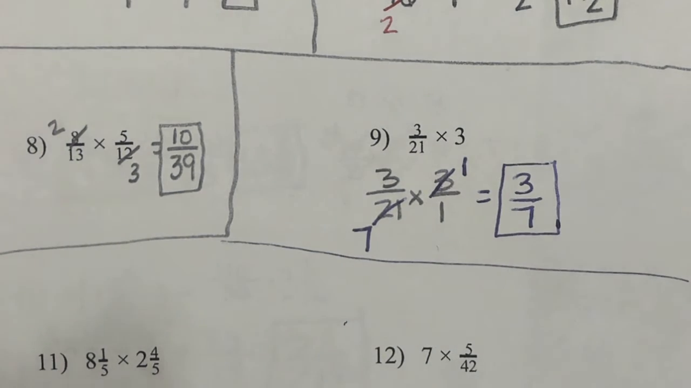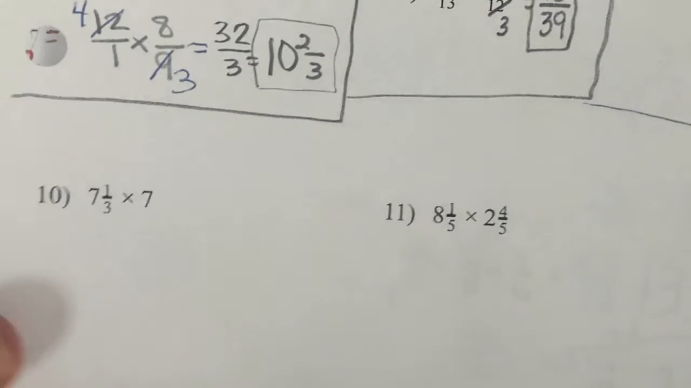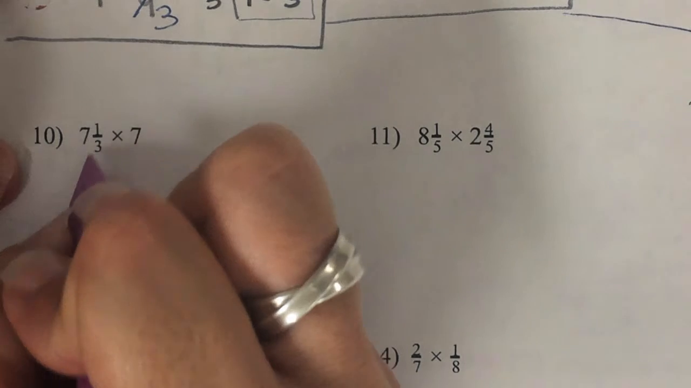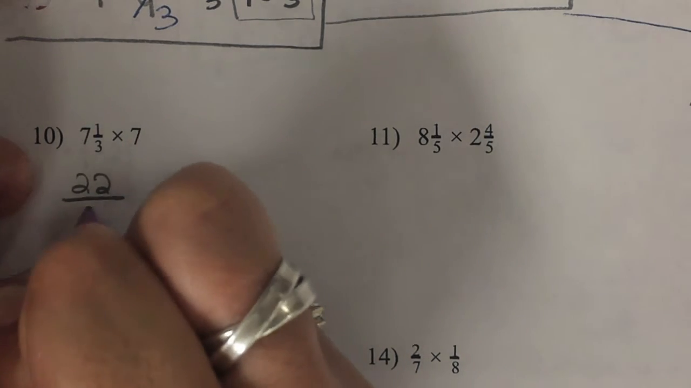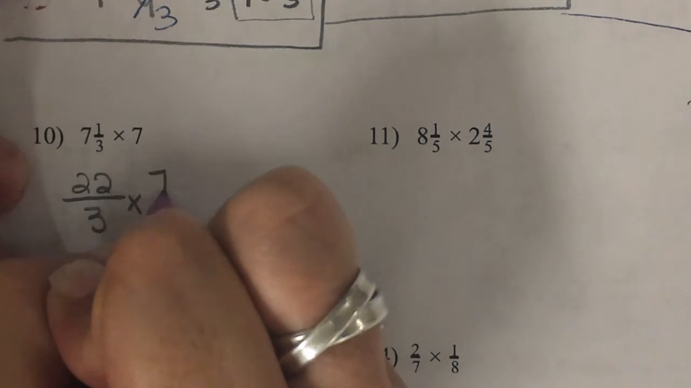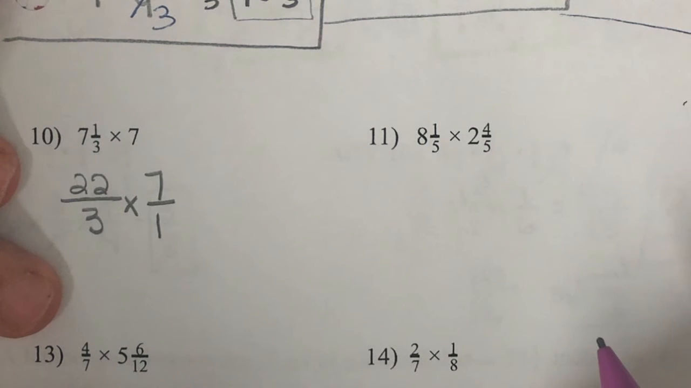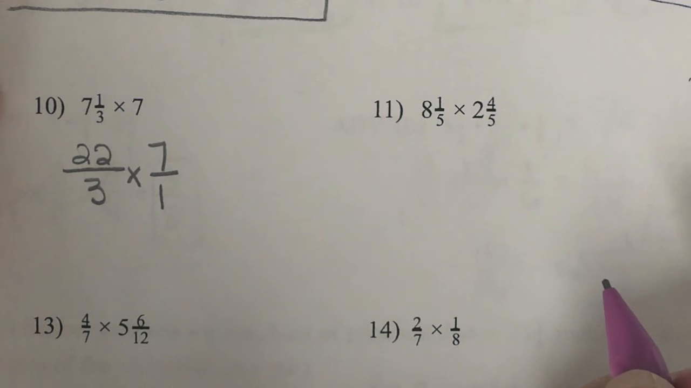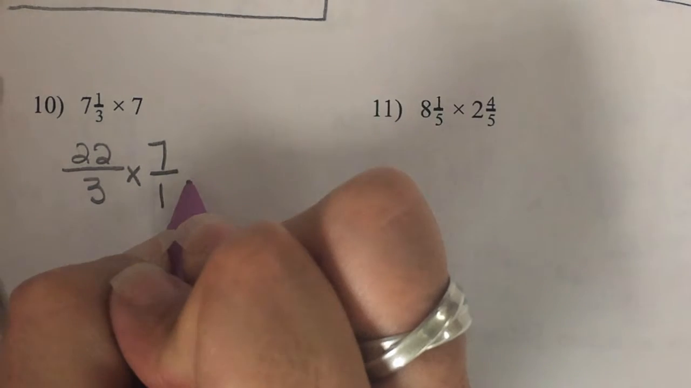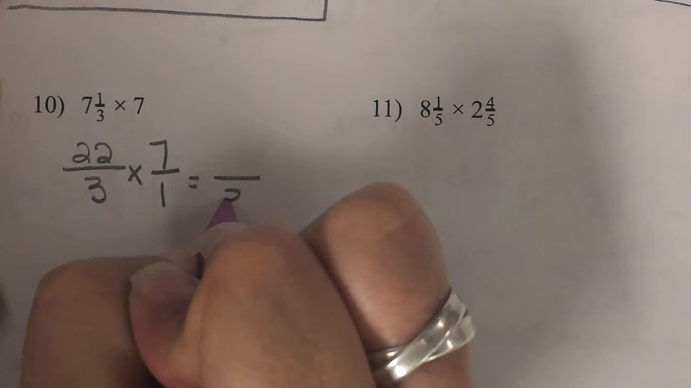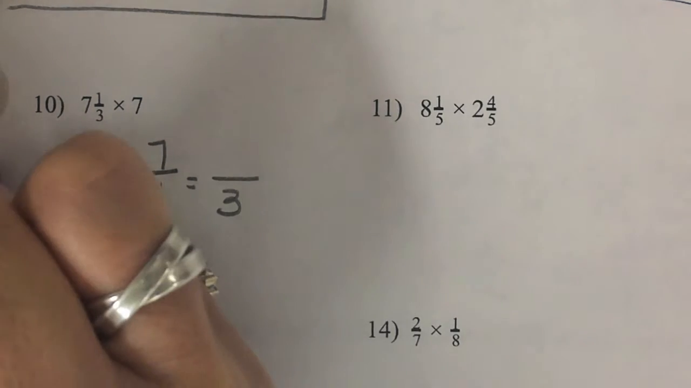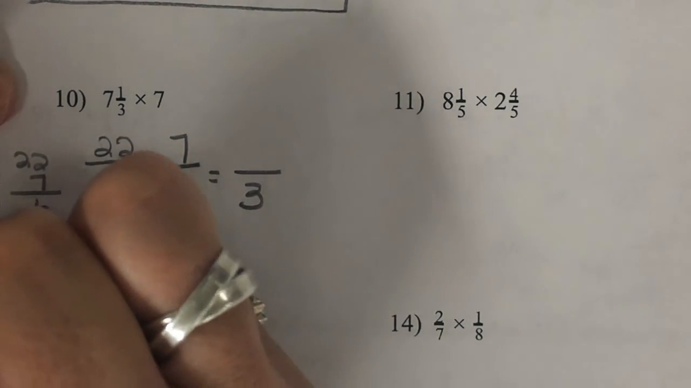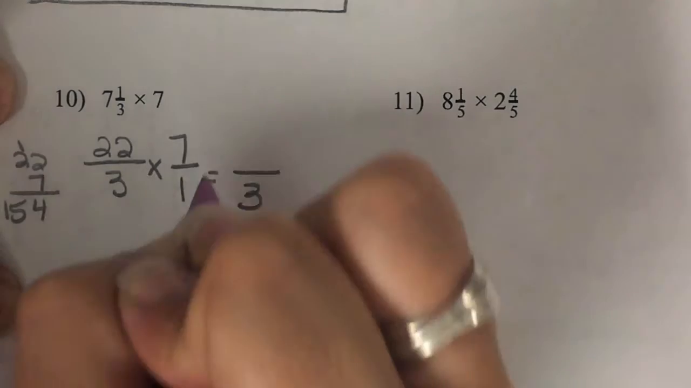Okay. Go into number 10. Let's see. 7 times 3 is 21 plus 1 is 22 over 3 times 7 over 1. Okay, if you were tricked on this one, there's nothing that simplifies, so you just got to work with big numbers. You get 3 on bottom, 22 times 7, you can even see me working it, is 154.